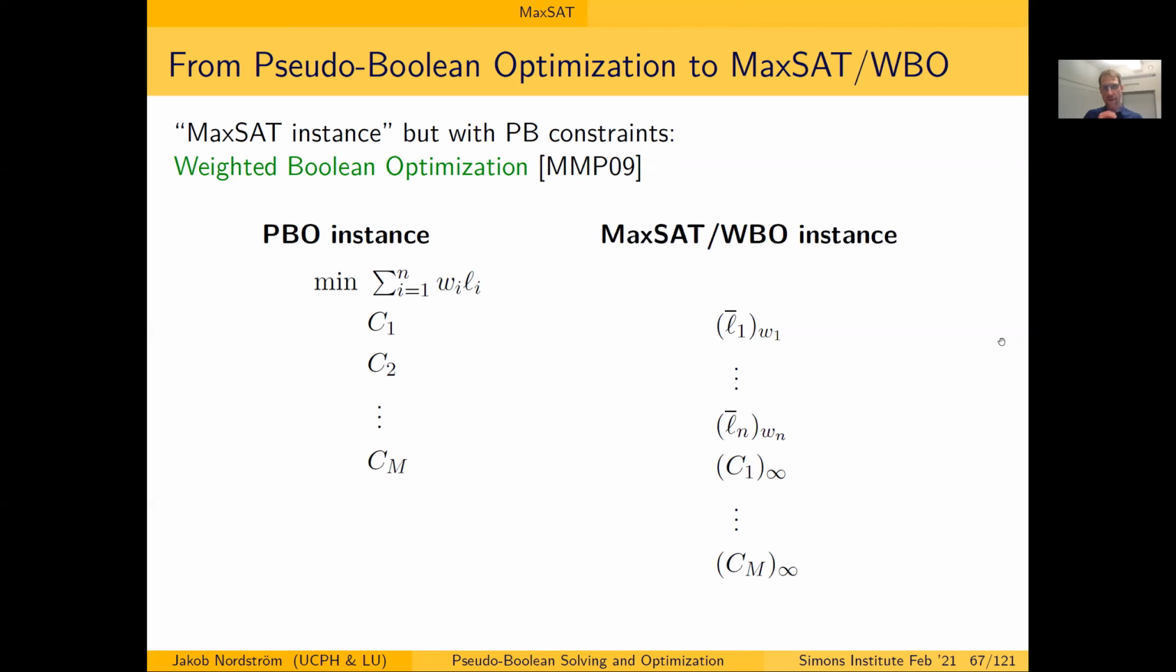So it's clear that a pseudo-Boolean instance in such a way is just a MaxSat instance, or more generally a weighted Boolean optimization instance. And so you could, in principle, take a pseudo-Boolean optimization instance and translate it in this way. If these are general pseudo-Boolean constraints, you could translate them into CNF, as we discussed in part 2, and then you could run your favorite MaxSat solver, and it would work as a general pseudo-Boolean optimization solver.